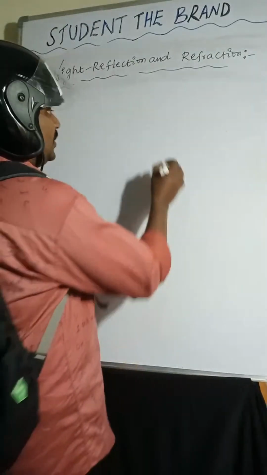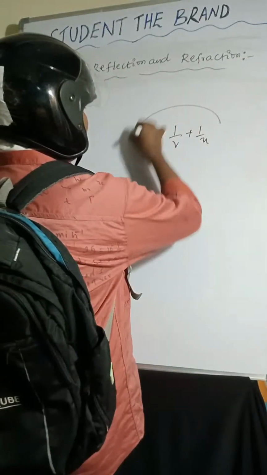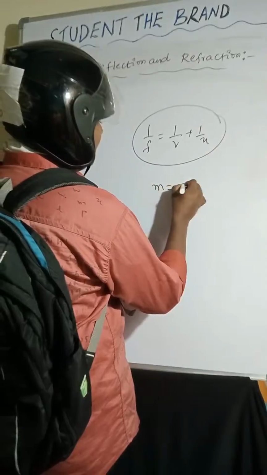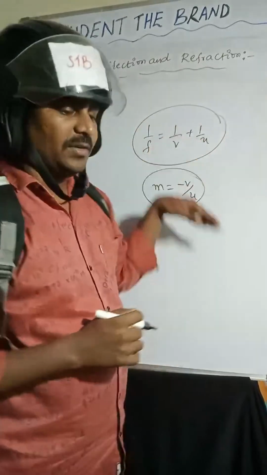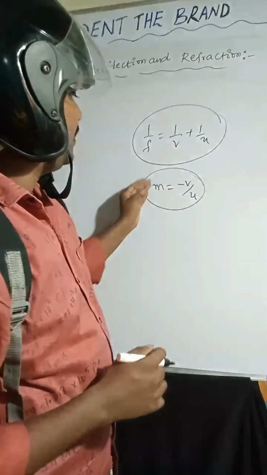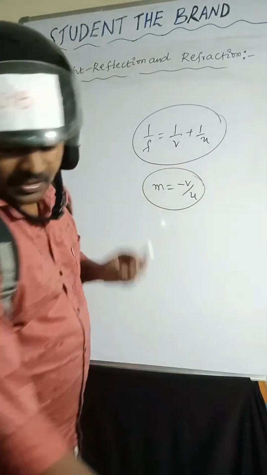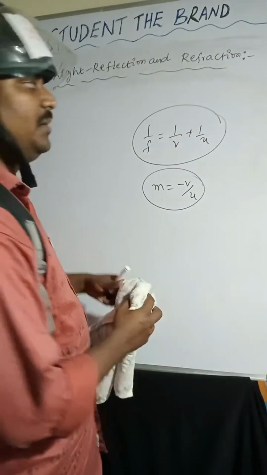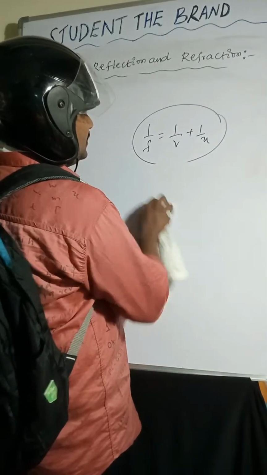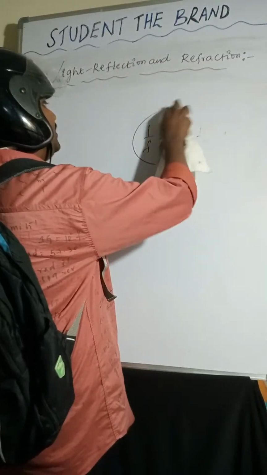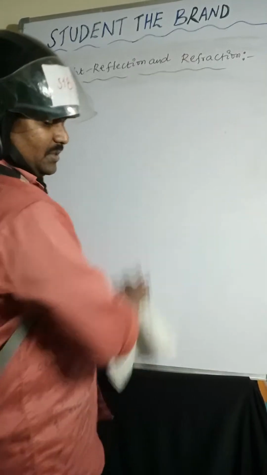Mirror formula is 1 by f equal to 1 by v plus 1 by u. Magnification is minus v by u. So mirror formula is 1 by f equal to 1 by v plus 1 by u, and magnification m equal to minus v by u. I hope it is very clear. This is about mirror formula and magnification. Magnification is defined as the ratio of height of the image to height of the object. Height of the image by height of the object is called magnification.